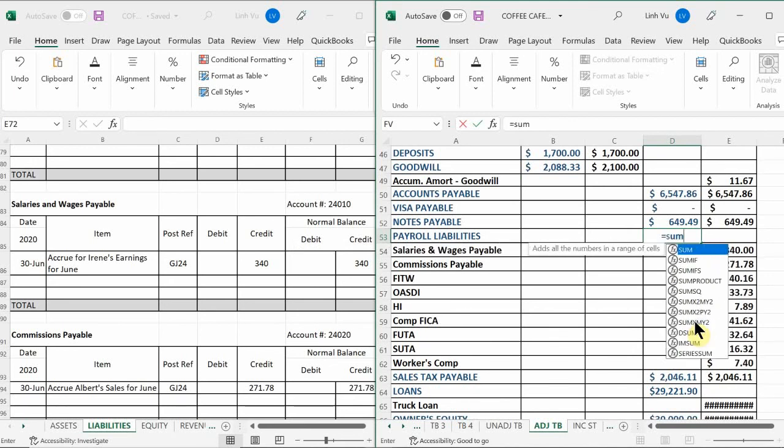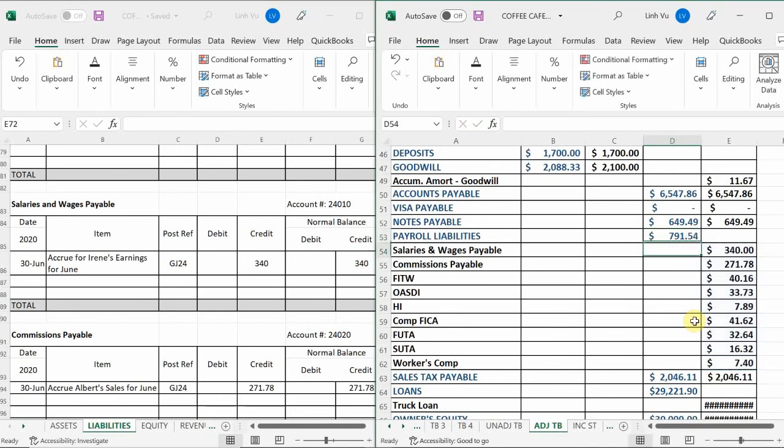So that means I need to include the salaries, the commissions, FITW, OASDI, HI, company FICA, FUTA, SUTA, and workers' comp, since this is all my payroll liabilities. So now I have a total of $791.54. Now I need to also double ensure that the rest of the information is correct as well.